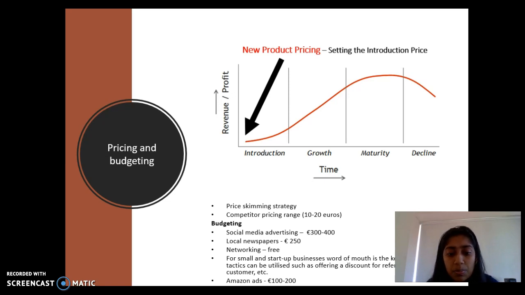And when it comes to budgeting, the following allocations have been done, including social media, publishing, promoting, marketing in local newspapers, and networking. For these kinds of businesses, word of mouth plays a very important role, when friends recommend such books to their friends, and then the community starts forming. And then you can go through online retail, which are Amazon ads, and flyers and postcards.